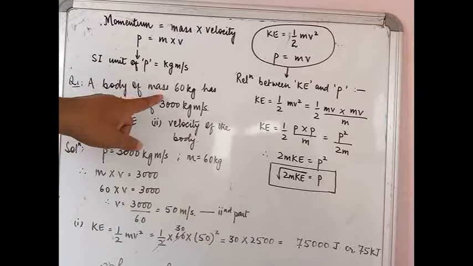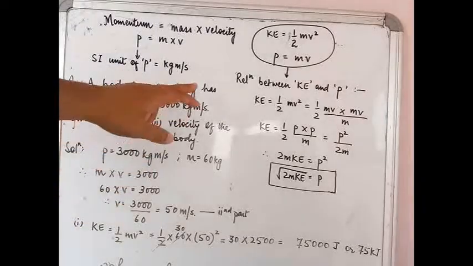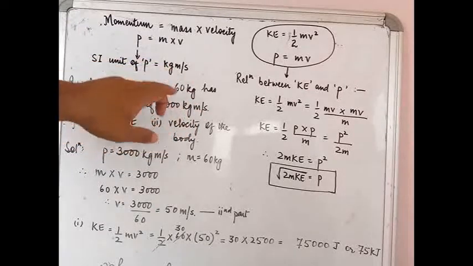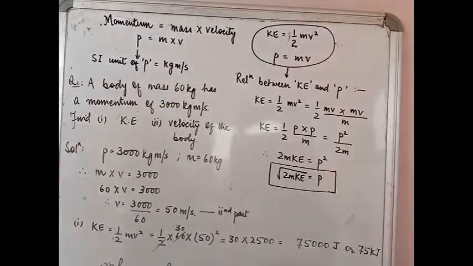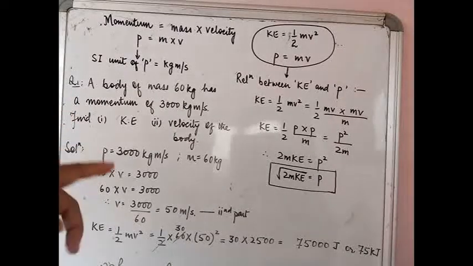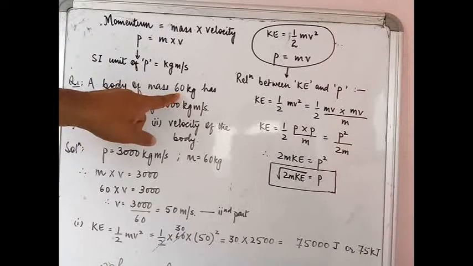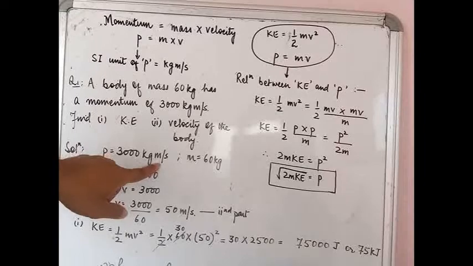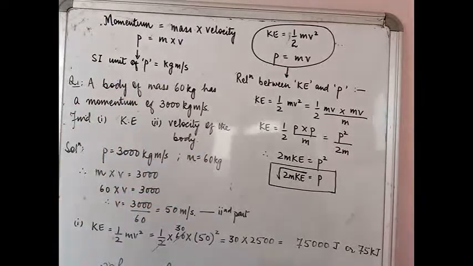A body of mass 60 kg has a momentum of 3000 kg meter per second. So you can see kg meter per second has been used as the unit of momentum. What are the two things that are given in the question? One is the mass of the body and the other one is the momentum. As a part of the solution, I have listed small p, which is momentum, is equal to 3000 kg meter per second, and then mass is 60 kg. The moment I read the first line, I can list down these two pieces of information.